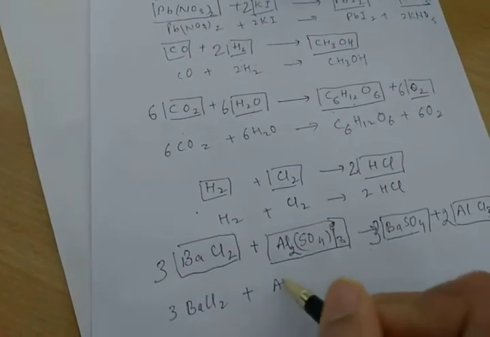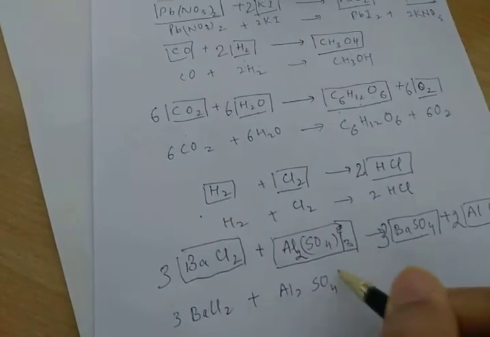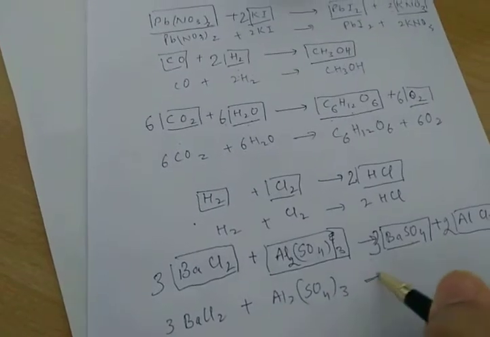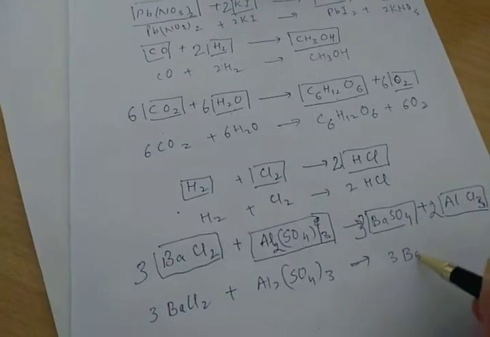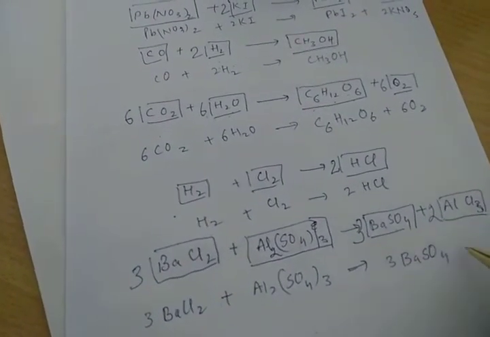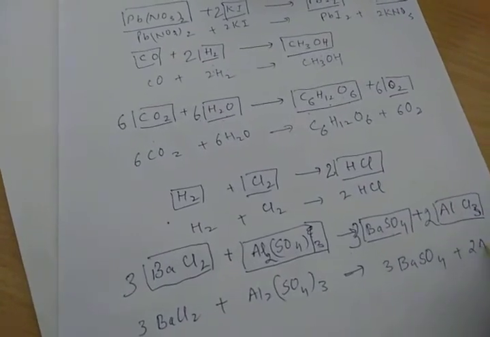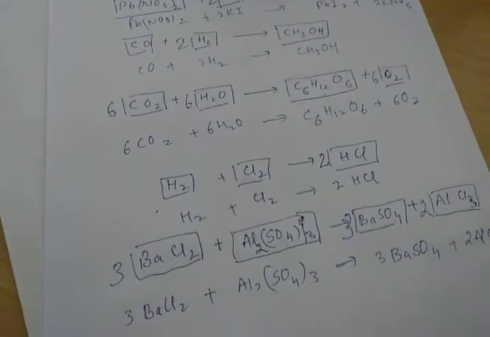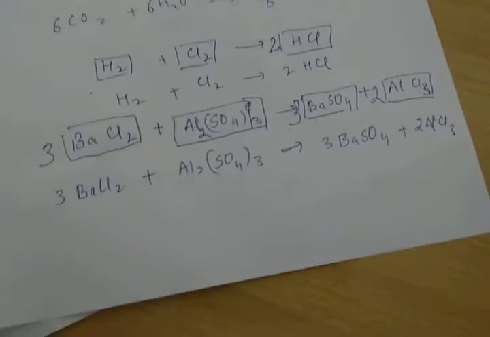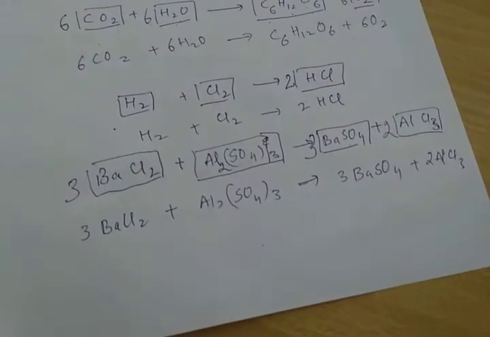3BaCl2 plus Al2(SO4)3 changes into 3BaSO4 plus 2AlCl3. So now it is a balanced chemical equation. Your another word equation is given to you.